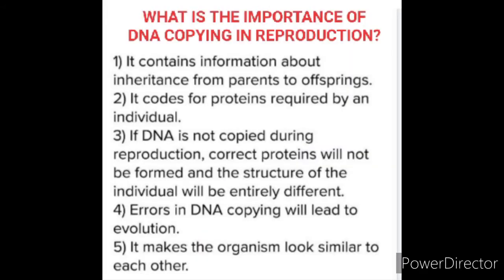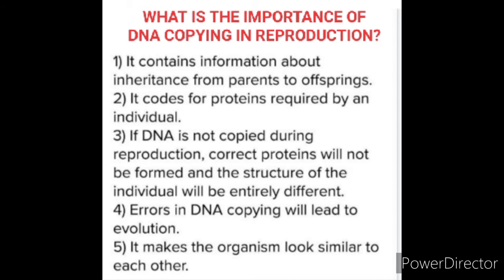Copying of DNA ensures that each daughter cell formed at the end of cell division receives an equal amount of DNA. If the DNA is not copied, the daughter cells may not receive all the necessary genes which code for proteins. And if the proteins are not synthesized in the next generation, their body design and body structure will alter. Because of this, the young ones are not similar to the parents.